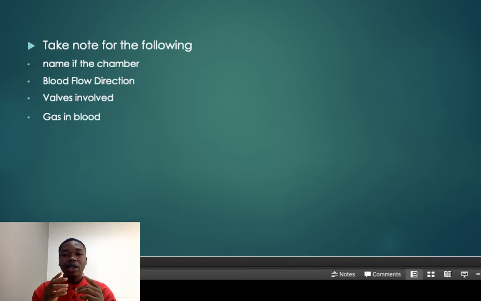In order to know how blood flows in the human heart, you have to know the names of the chambers that are involved, and into which direction the blood is flowing. It's very important. The valves that are involved are very important. The gas in the blood is very important. What type of gas? It's either oxygen or carbon dioxide. So these four aspects which I've mentioned are very important, and if you master them, you'll be able to explain eloquently how blood flows.